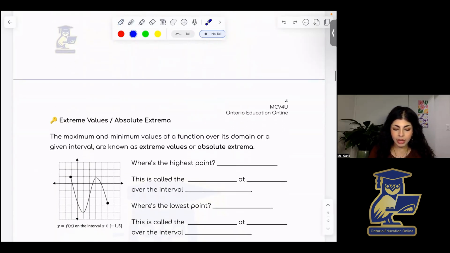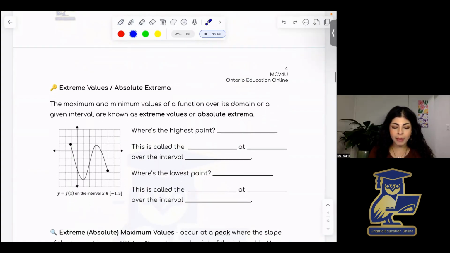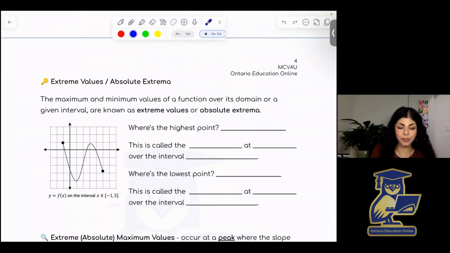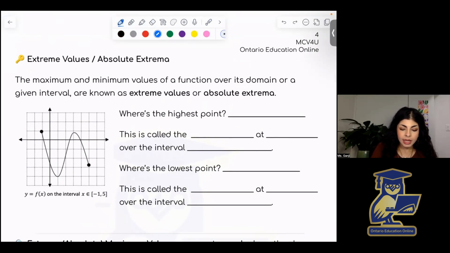Now, let's look at extreme values and our absolute extrema. So, the maximum and minimum values of a function over its domain or a given interval are known as the extreme values or absolute extrema. So, for this example here, what is the highest point? And this actually occurs right over here.